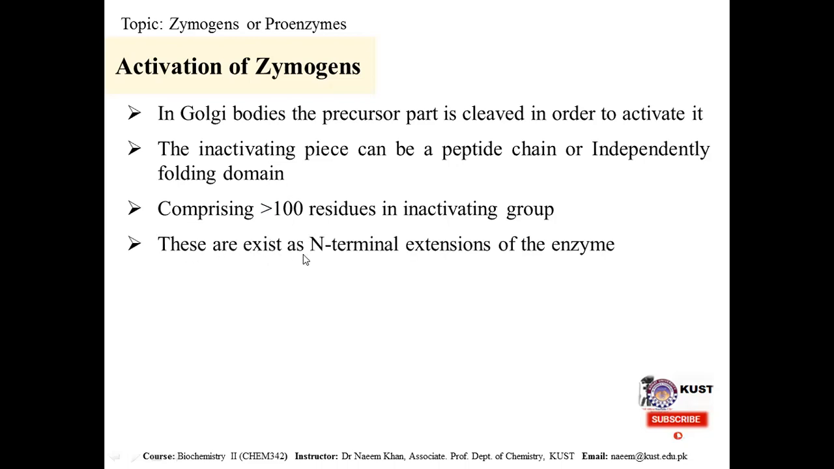These are accessed at the N-terminal extension of the enzyme. We know that in proteins we have the N-terminal and C-terminal. Actually, amino acids have two ends, the carboxylic end and the amino end, and the protein chain is formed from the amino acids.